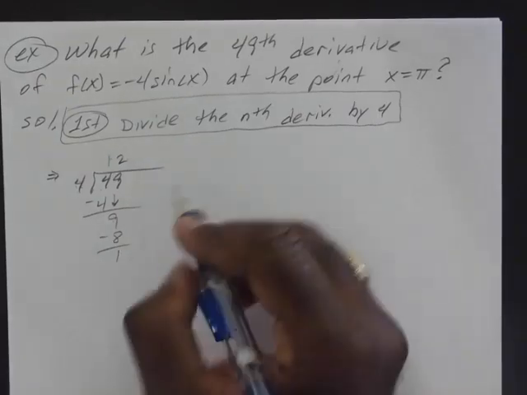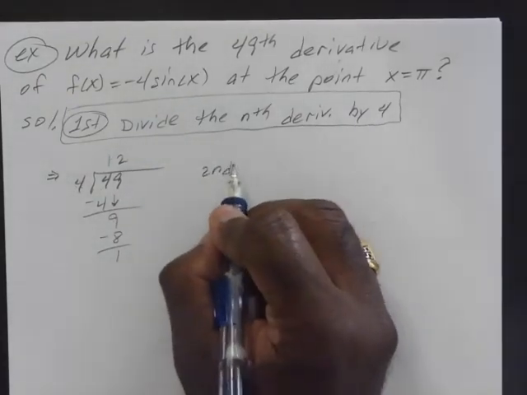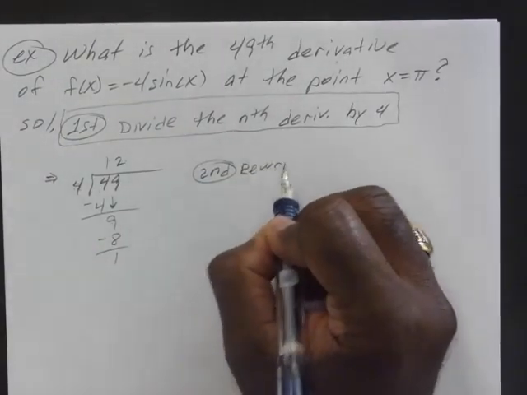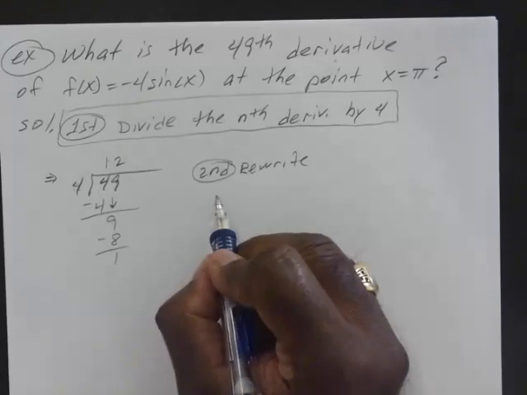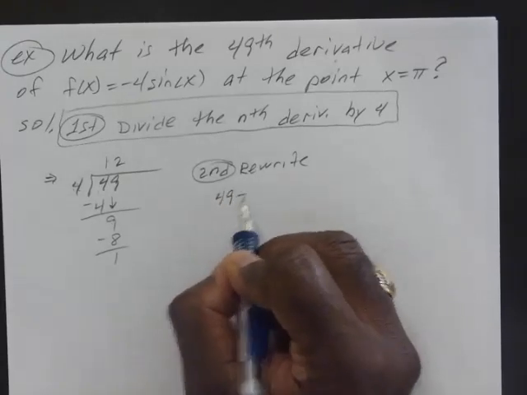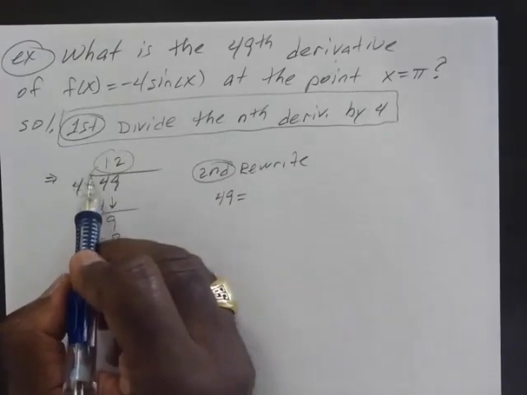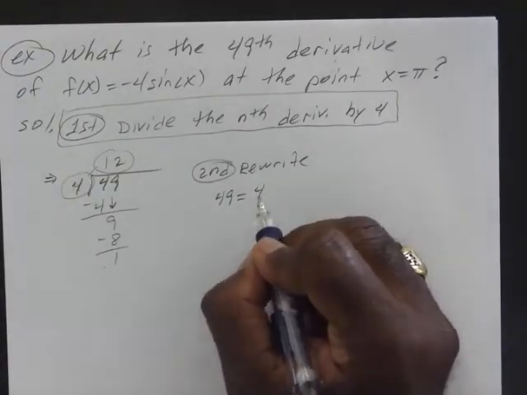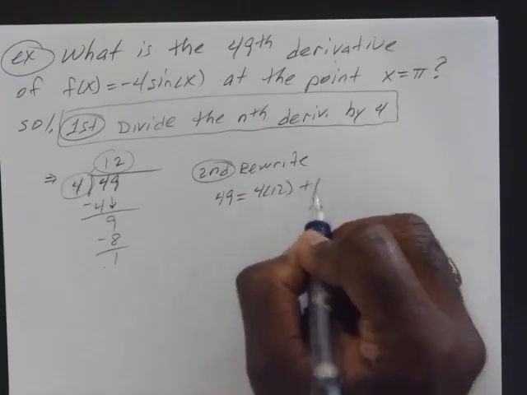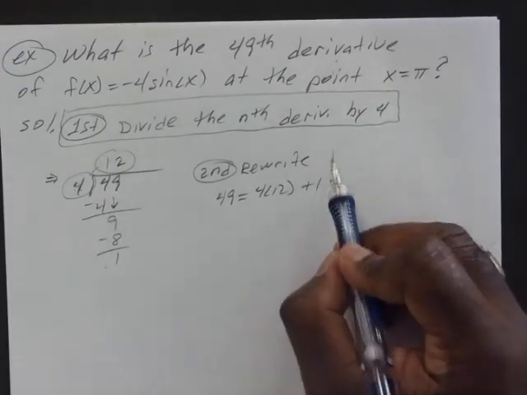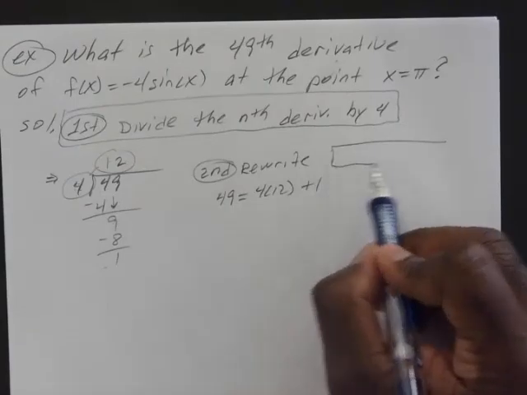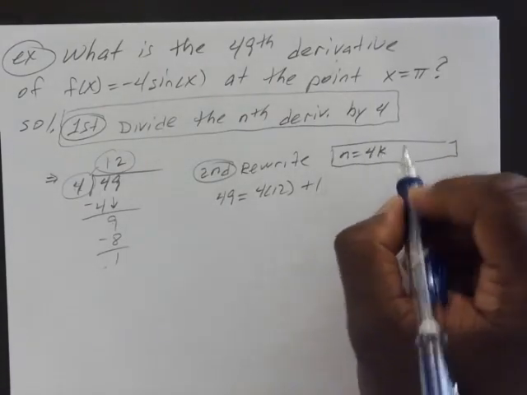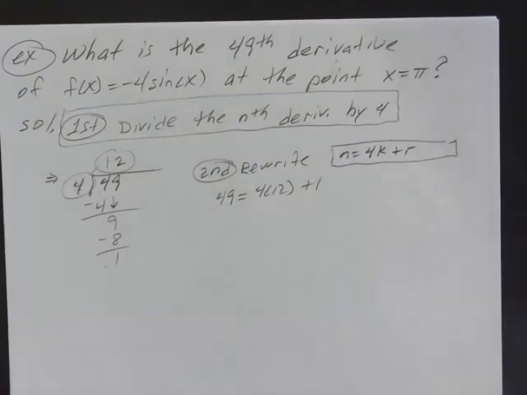Actually, we can do the first and second step together, because now we're going to rewrite it. So we have 49 is equal to 4 times 12 plus 1. And remember, that's your n is equal to 4 times some number k plus your remainder.